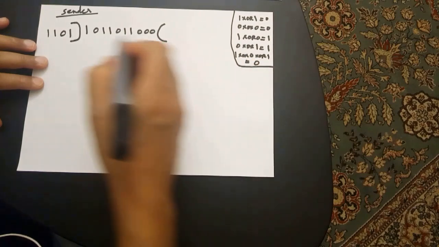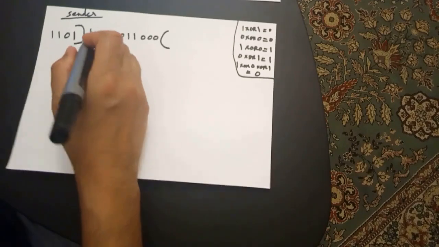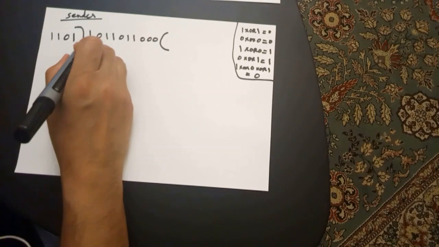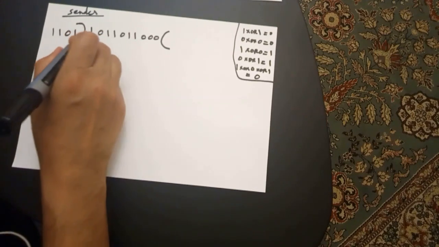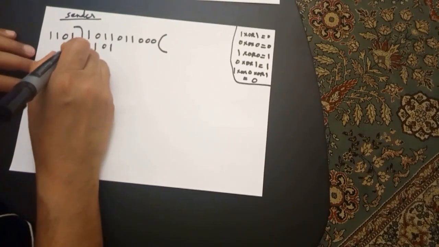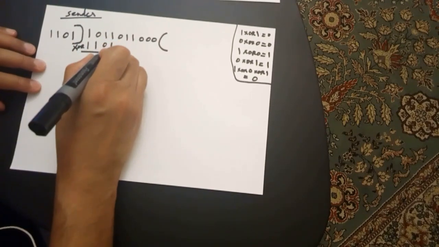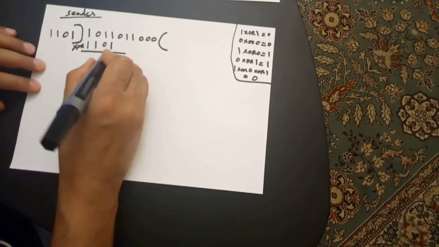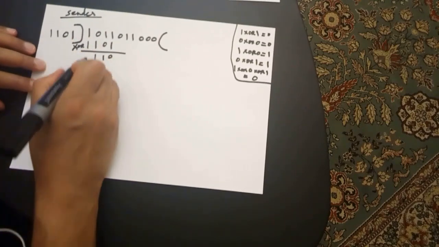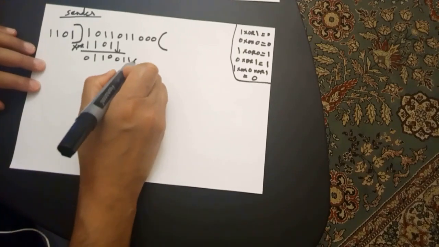Okay, so now let's go back to the binary division, the modulo 2 arithmetic division. We start with the leading bit, which is 1 in the data. We perform an exclusive OR with the generator, 1 1 0 1. So 1 XOR 1 is 0, 1 XOR 0 is 1, 0 XOR 1 is 1, 1 XOR 1 is 0. And copy the remaining string here: 0 1 1 0 0 0.